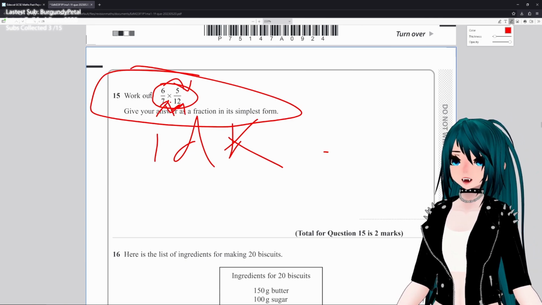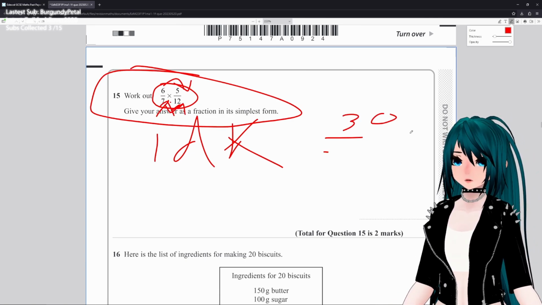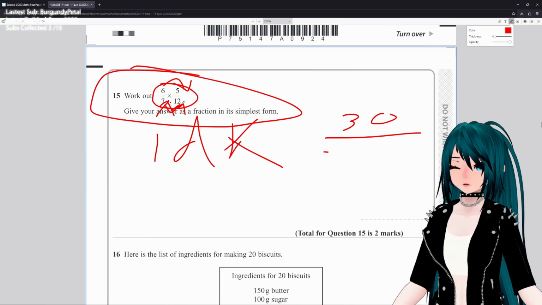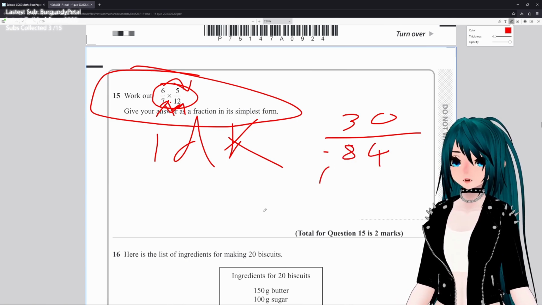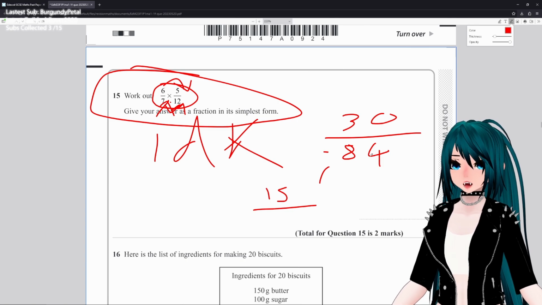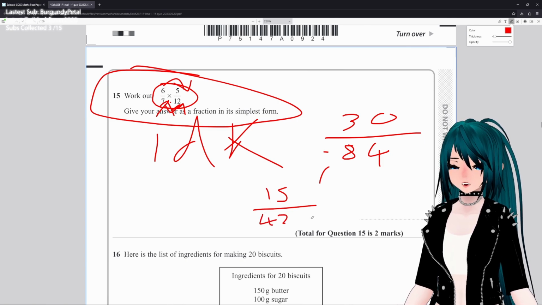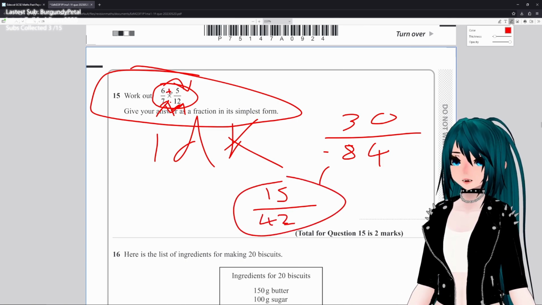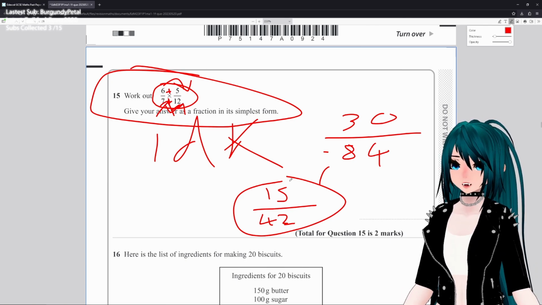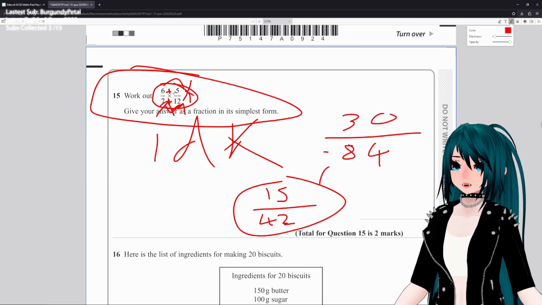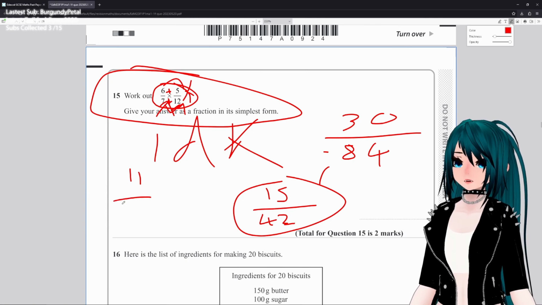Okay, 6 times 5, right, is 30 over 12 times 7. And obviously we can halve this to simplify it, right? So it'd be 15 over 42. I don't know if you have to maybe just add them together, maybe. I don't know. I'm gonna write 15 over 42. What's my other answer gonna be? It's gonna be 11 over 21.